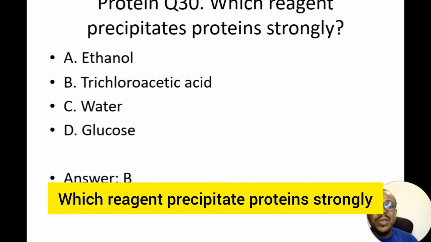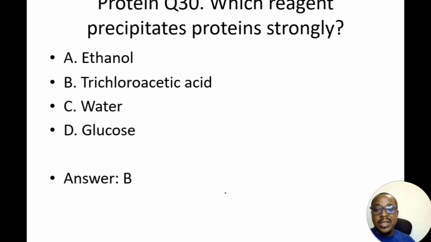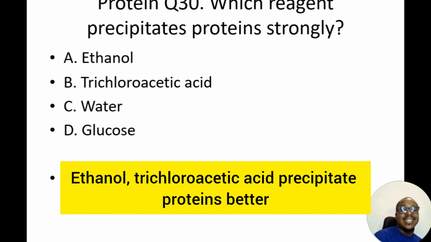Which reagent precipitates protein strongly? Ethanol, trichloroacetic acid precipitates proteins better.